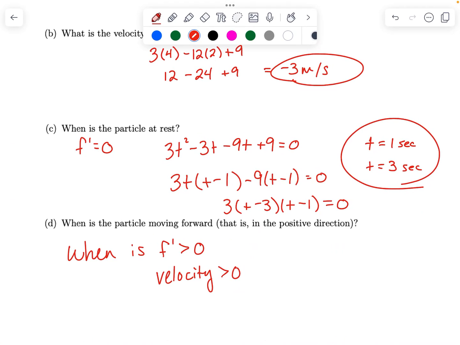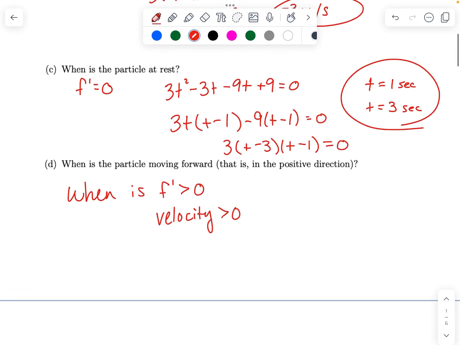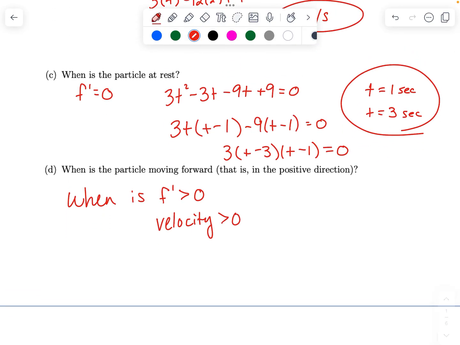So when is it moving forward? It is moving forward from 0 to 1, and from 3 to infinity.